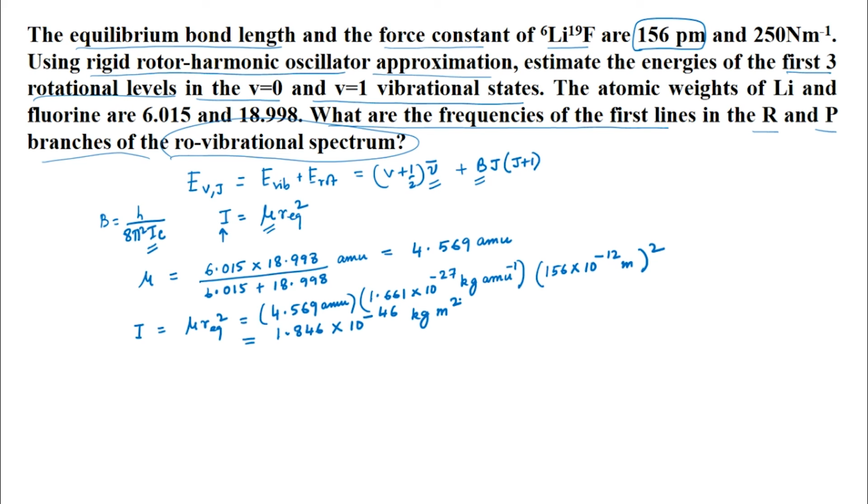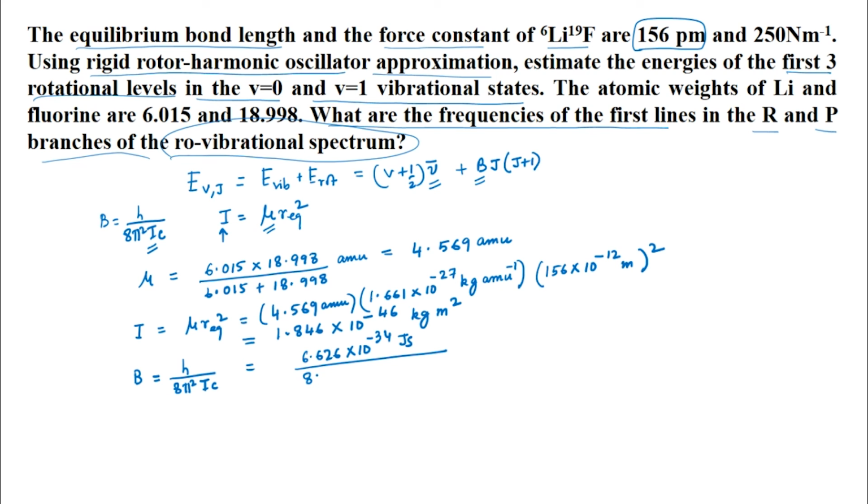So, now we can find the value of B. The value of B is given by h by 8 pi squared I c. So, let us put the values. The value of h is 6.626 times 10 to the power minus 34 joule second.